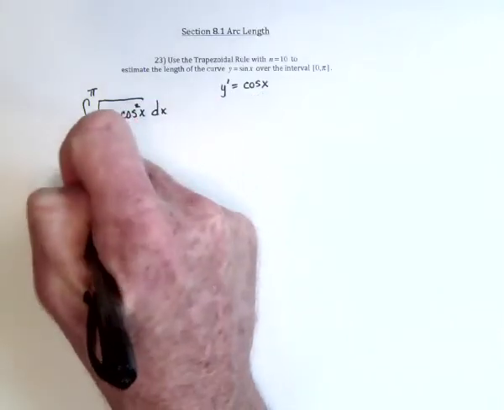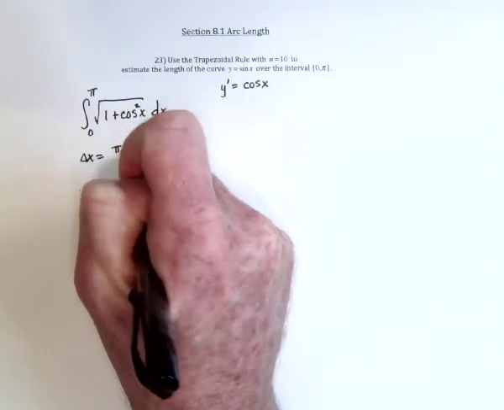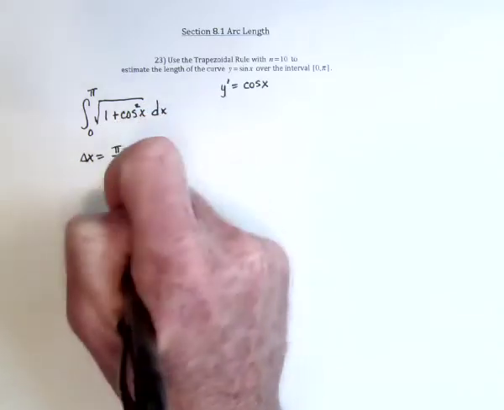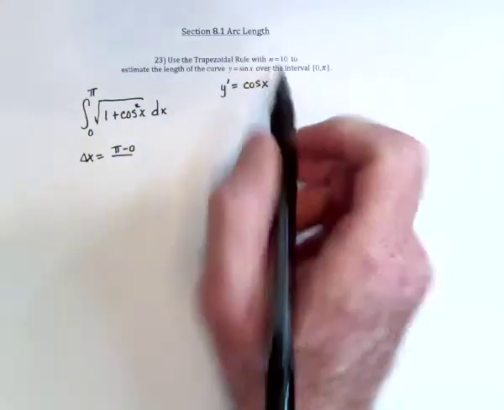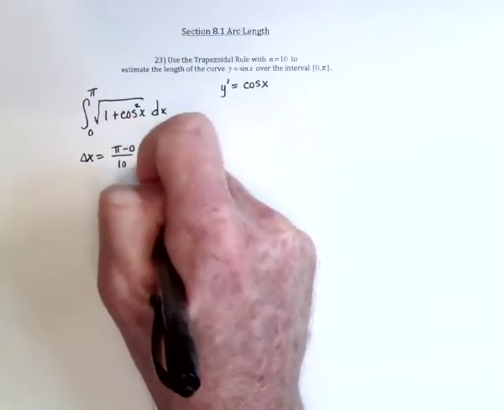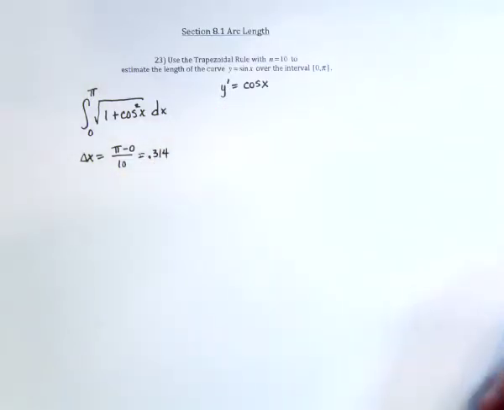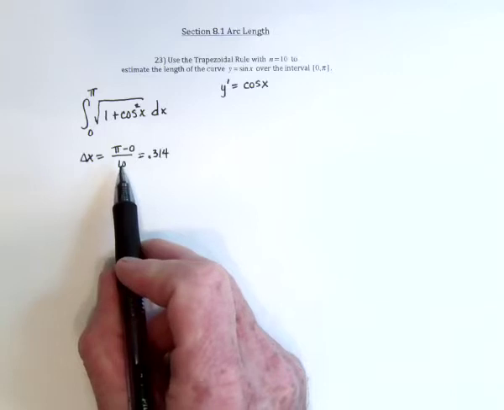So first of all, we need to calculate delta x. That's going to be the length of the interval divided into 10 pieces. So that's going to be pi, which is 3.14, then divided by 10. You know what? I think it might be better to just go ahead and use pi over 10. We'll do that.